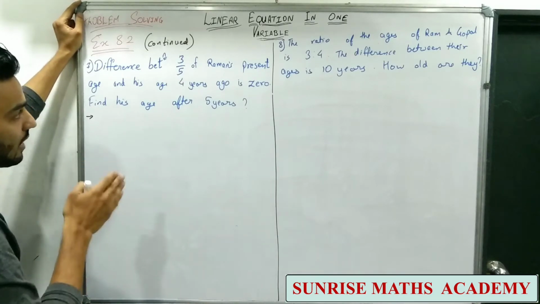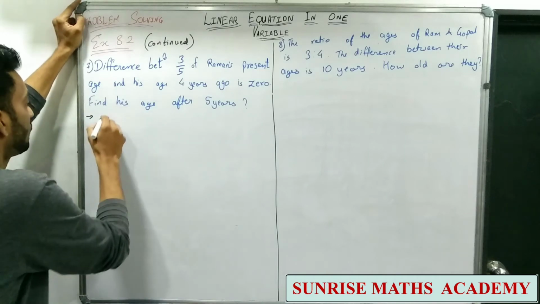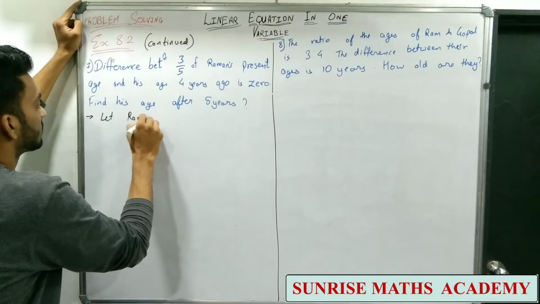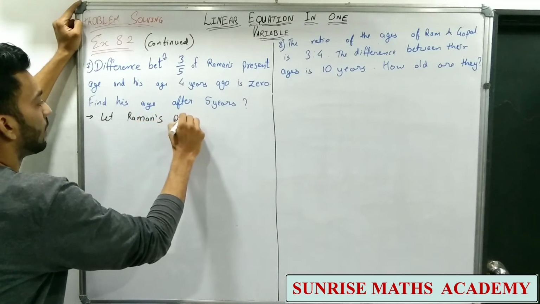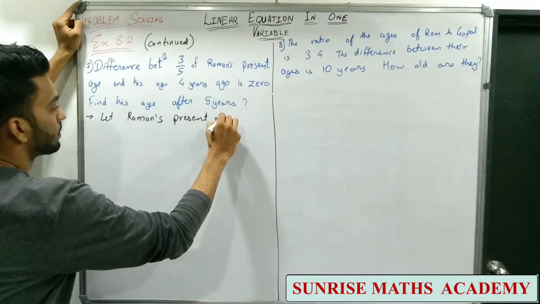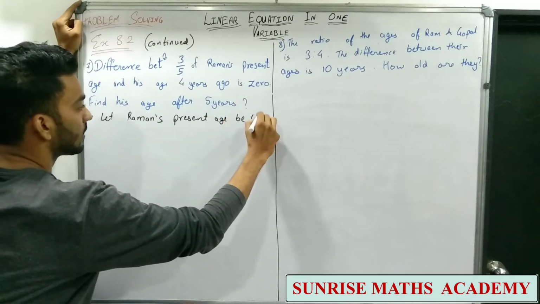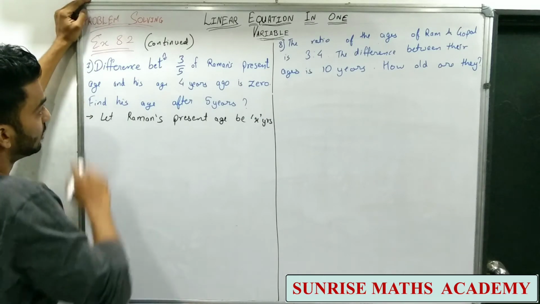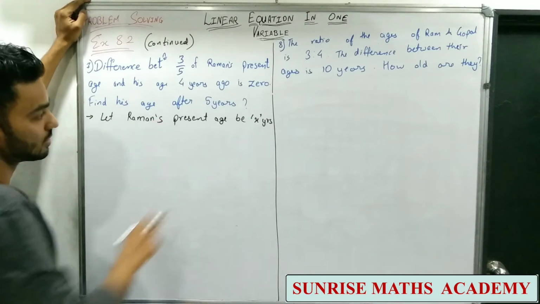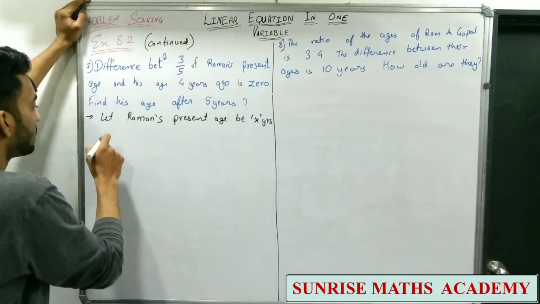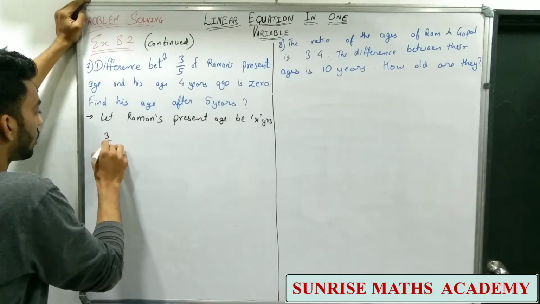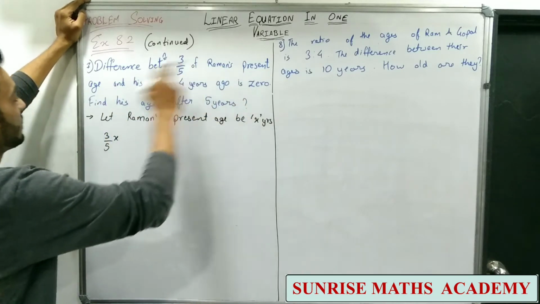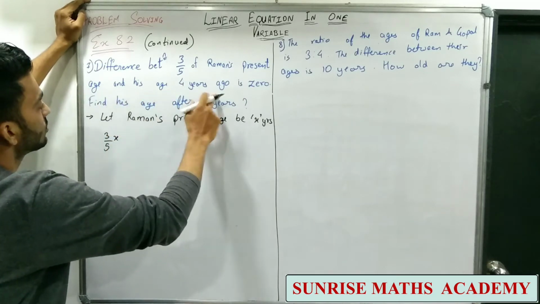So what we have to take is x as the variable, as the present age of Raman. Let Raman's present age be x years. Difference between 3/5 of Raman's age. Raman's age is x. 3/5 of Raman's age will be 3/5x. Difference between 3/5 of Raman's present age and his age 4 years ago.